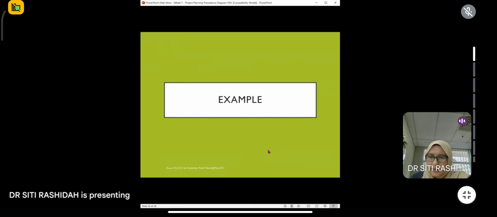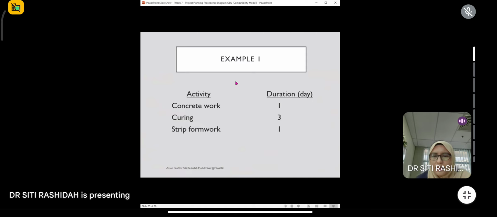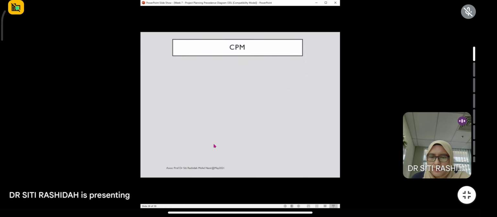Okay, and let's look at the example. Okay, kita tengok example lah. Kita buat example yang senang. Ada 3 je activity di sini. We have concreting work, we have curing time, we have removal of the formwork. So 1 hari untuk concreting, tunggu 3 hari dulu, then only we can strip off the formwork. Okay, macam ni kita nak buat.